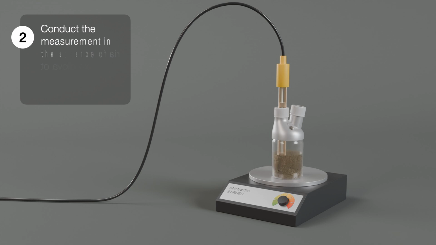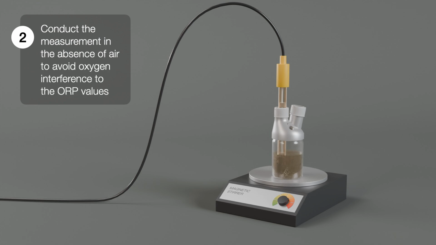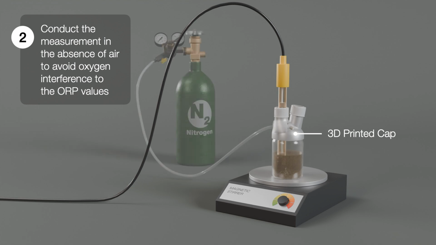Second, we need to conduct the measurement in the absence of air to avoid oxygen interference to the ORP measurements. We developed a 3D printed cap that will allow continuous headspace purging with nitrogen. The cap can fit on a 4-ounce soil sampling jar to perform ORP measurements under these conditions.